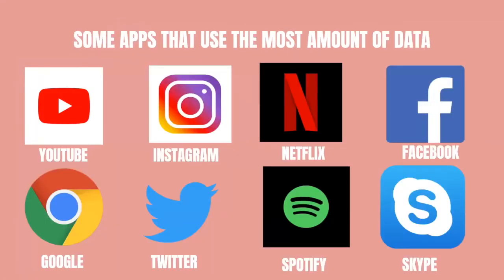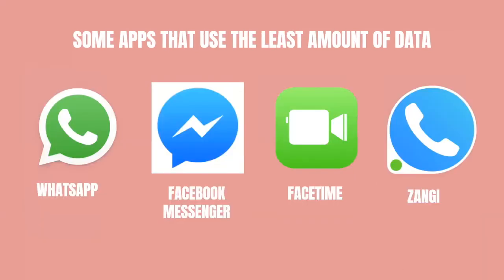So here are some apps that use the most amounts of data. These all have some form of streaming, where you might be watching videos or viewing photos on these apps or streaming music, and they all use a lot of data. Some apps that use a lot include YouTube, Instagram, Netflix, Facebook, Google Chrome, Twitter, Spotify, and Skype. Some apps that use the least amount of data would include WhatsApp, Facebook Messenger, FaceTime, and Zangi.